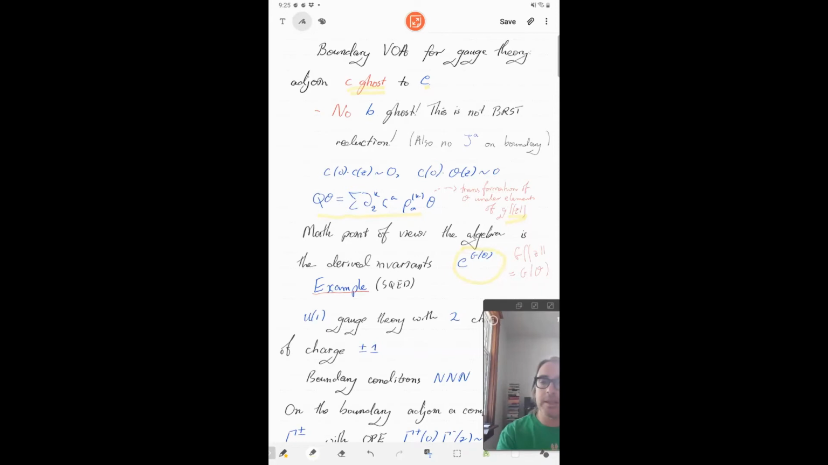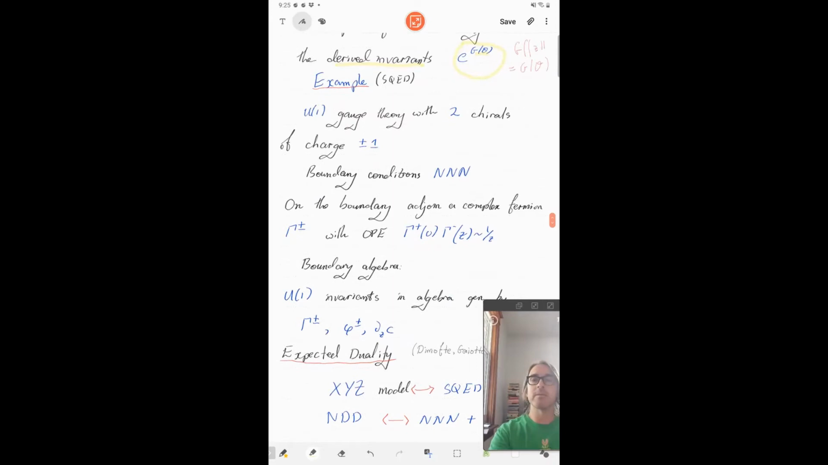That's all encoded in the gauge invariance of the G of O, because G of O is a pronilpotent extension of a reductive group. So that's the right thing to do in that context. Let's do an example. Let's do SQED.